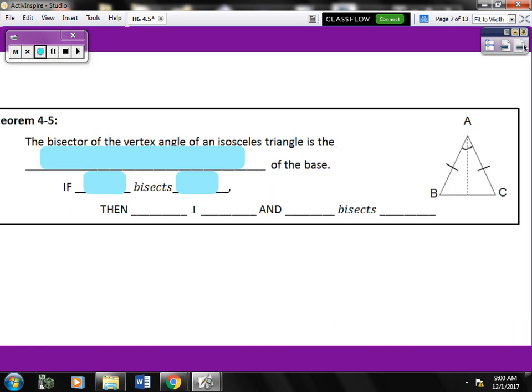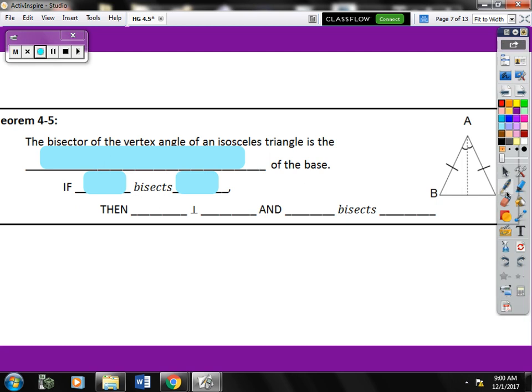All right, the next theorem, we want to put a whole bunch of stars next to this one, draw attention to it.